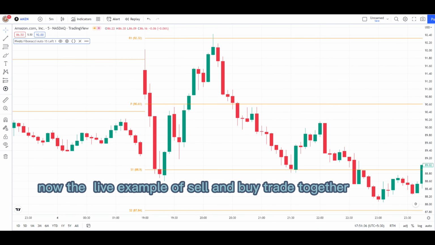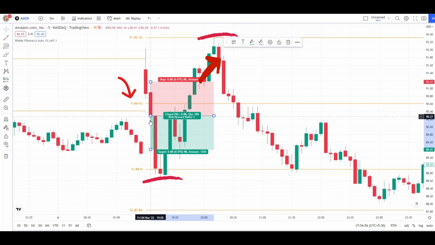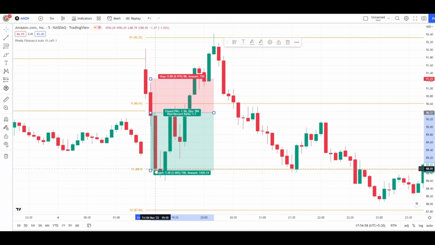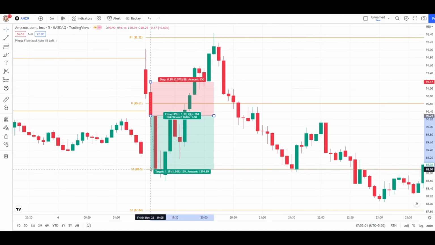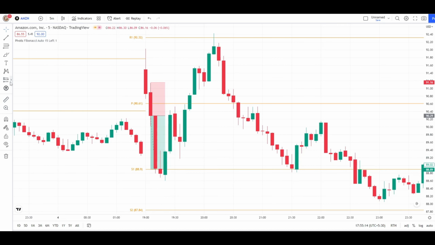Now, the live example of sell and buy trade together. First, we see a breakdown from pivot and our target was achieved. Again, we see a breakout from pivot line, and again, target was achieved. So when it's a sell signal, we'll enter a sell trade with our stop loss at top of our entry candle and target at S1. Similarly, when we see a buy signal, we'll enter with stop loss at bottom of entry candle and our target at R1. Again, good risk to reward was achieved.